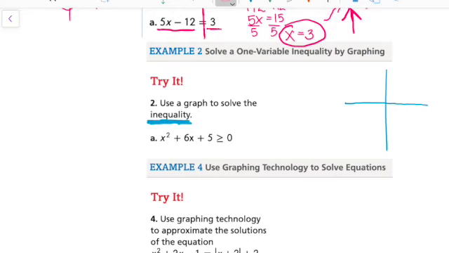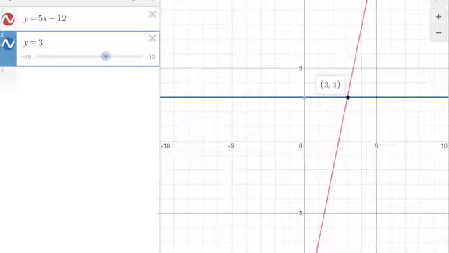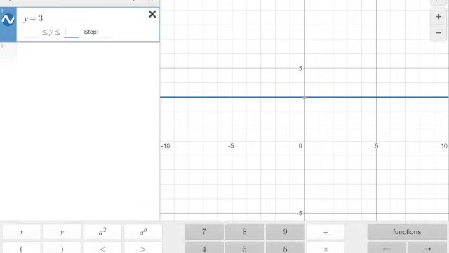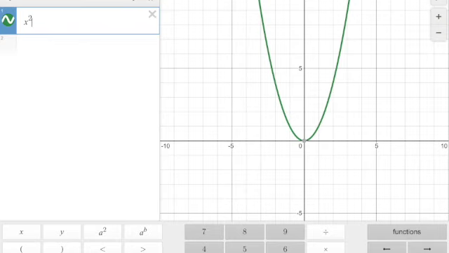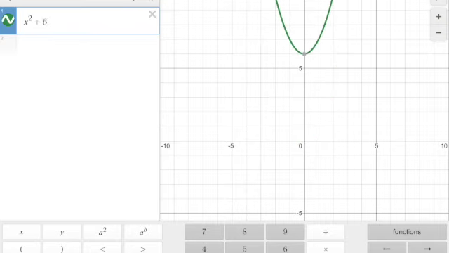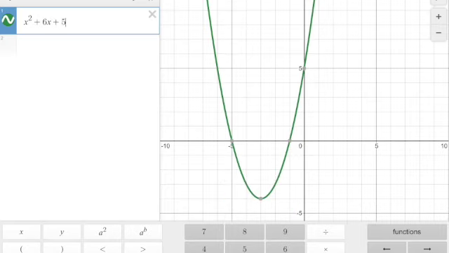Actually, we're going to do this after we graph. So let's go graph first. So x squared plus 6x plus 5. Here's how we graph it. Go to Desmos. Clear out what's there from the last example. Okay, in the first line, we're going to type x squared plus 6x plus 5.